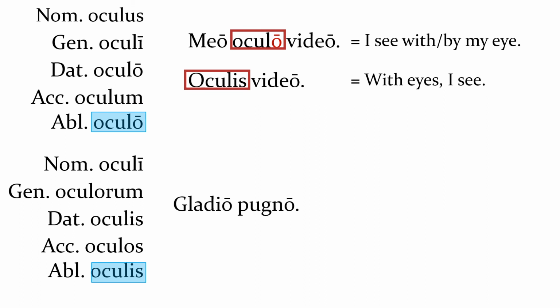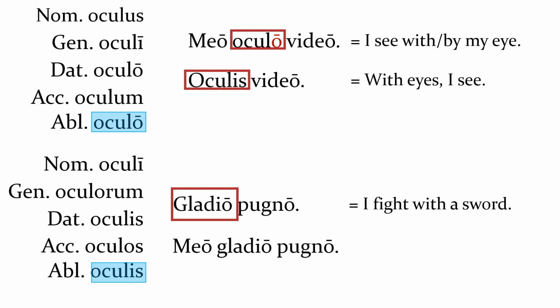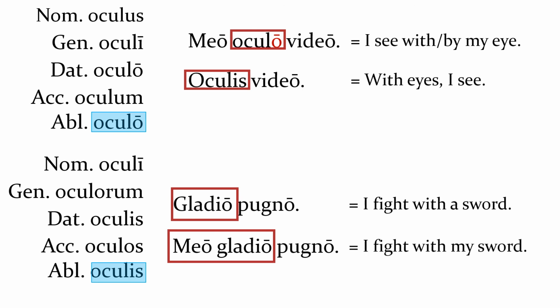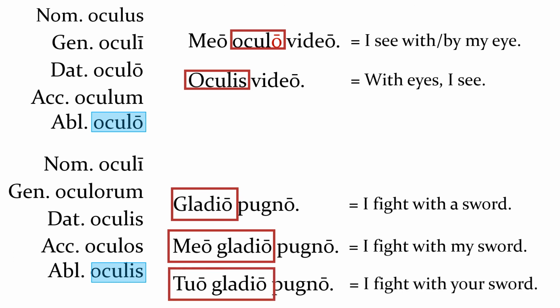So if we have a sentence like gladio pugno, we know pugno is I fight. What are we going to do with this sentence? Remember, gladio comes from gladius, so we have an ablative there. I fight with a sword, or I fight by sword. Meo gladio pugno. That's in the ablative. I fight with my sword. Tuo gladio pugno. I fight with your sword.